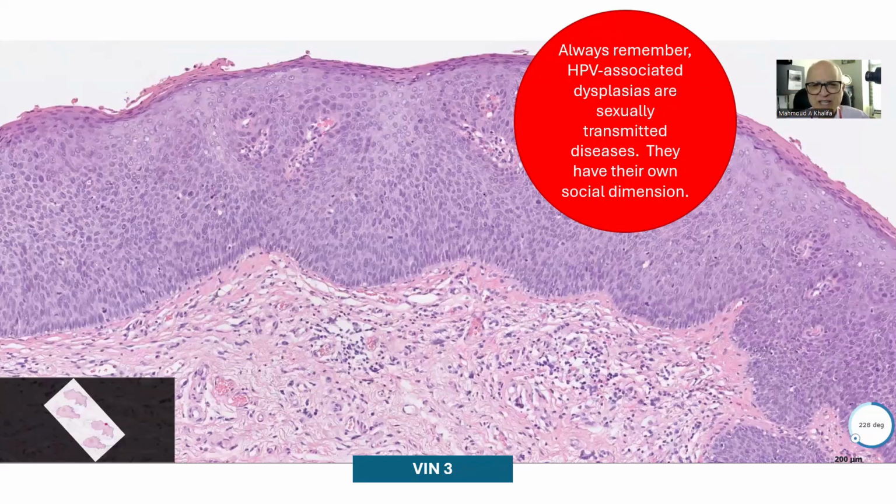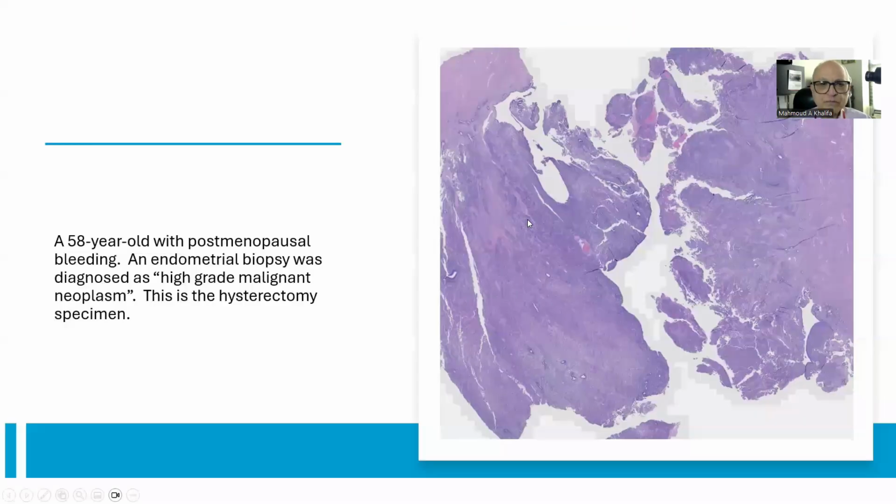I think it is VIN1 or maybe 2. They think that this is a mild diagnosis. I'm not calling it cancer. So they think this is a very mild diagnosis they can give the patient. Absolutely not. This is a very, very serious diagnosis because of its social connotation.